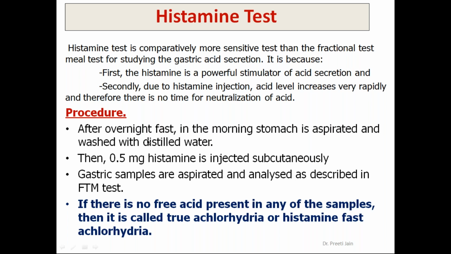Procedure remains same after overnight fast. Morning stomach is aspirated, washed with distilled water, and then it is injected subcutaneously. 0.5 milligram of histamine is injected. Gastric samples are aspirated and analyzed just like fractional test meal. If there is no free acid present in any of the samples, it is called as achlorhydria or histamine fast achlorhydria. ठीक है, तो सबका बेस वही रहता है.